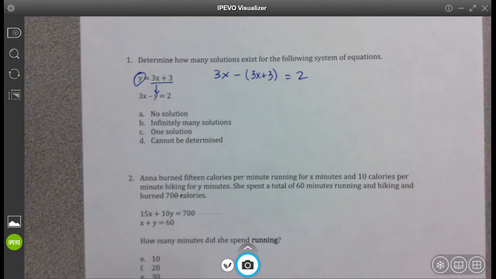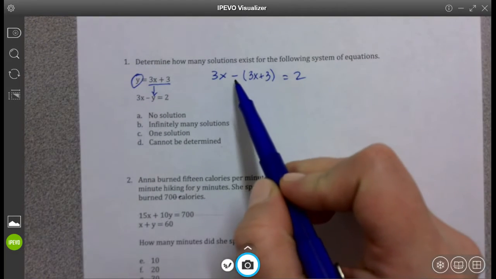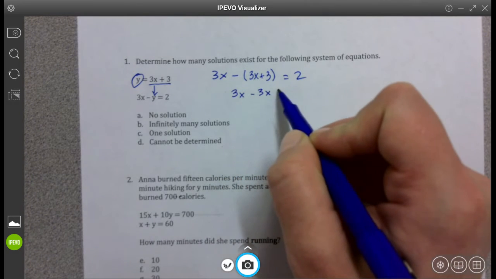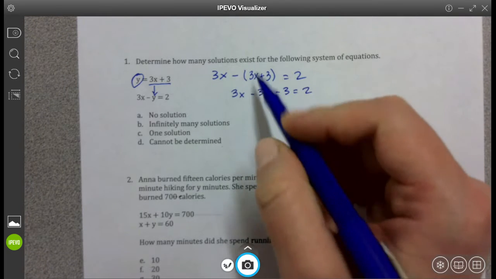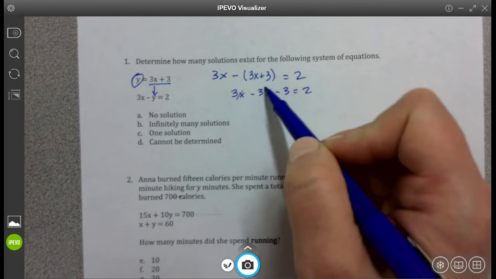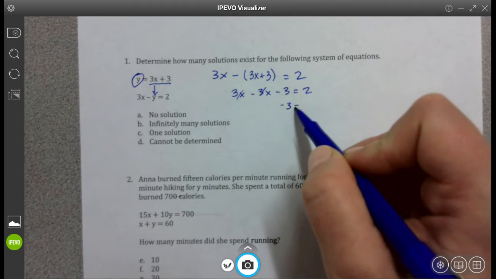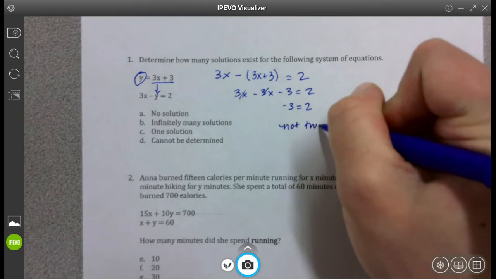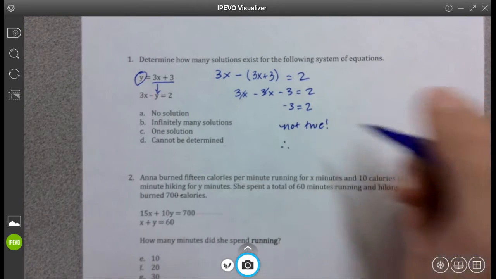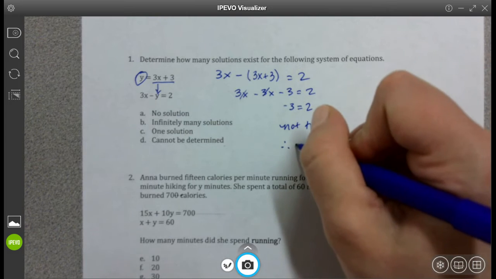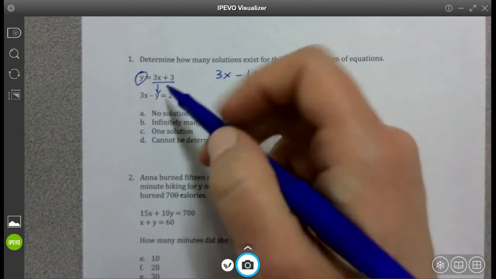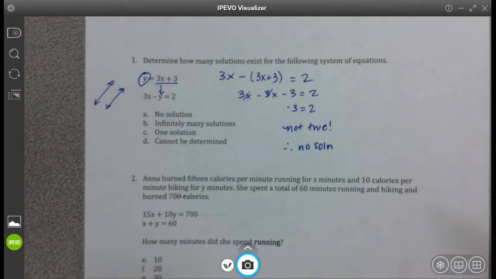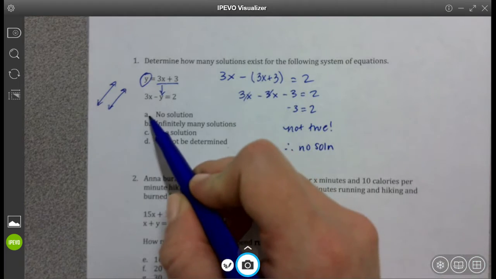And I put the parentheses around it to help me, because sometimes if I have a negative, I need to remember to distribute the negative. And I'm going to get 3x minus 3 equals 2. The negatives and the positives cancel. And then we get a not true statement. So therefore, those 3 dots mean therefore, there is no solution. It's going to be parallel lines if you would have graphed them, and they'll never intersect, therefore they'll never have a solution. Okay, so your answer is A.